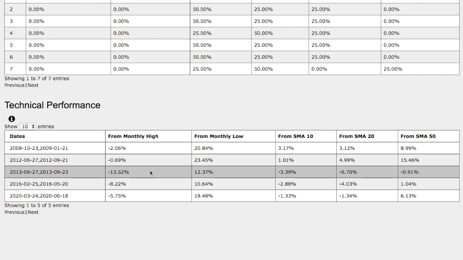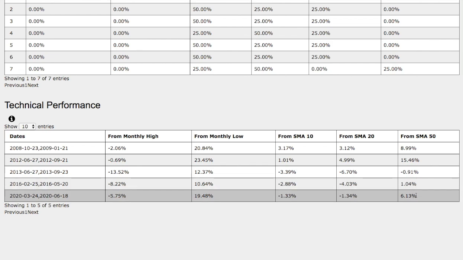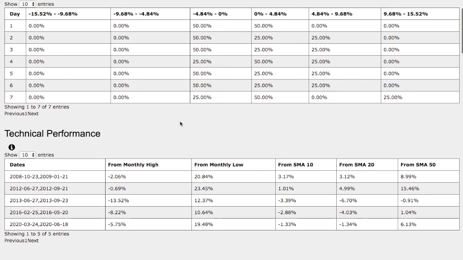So there are technical similarities, other than the 50-day simple moving average. Back then it was only up 1%. Compare that to the current trend, it was up 6% from the 50-day simple moving average.